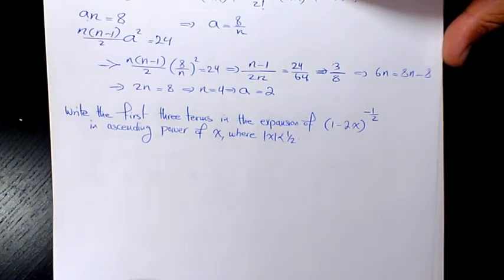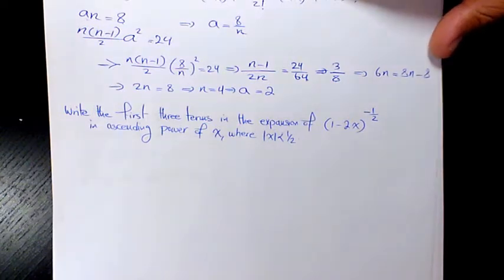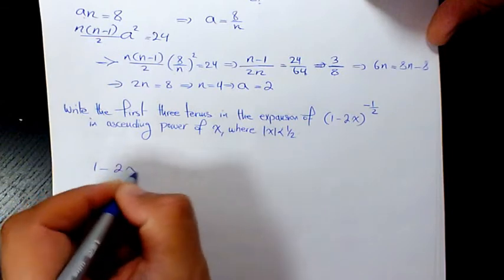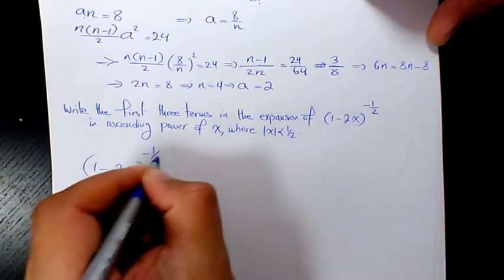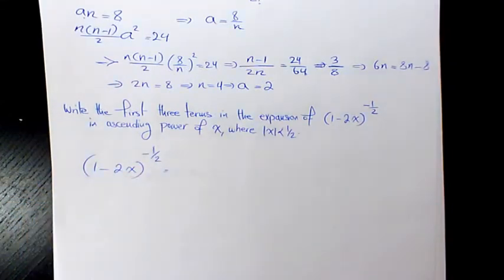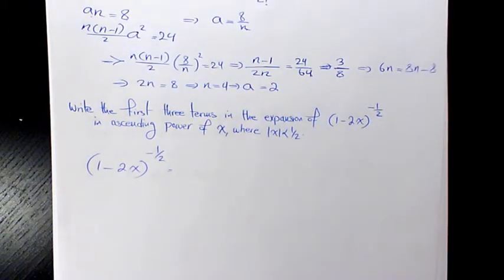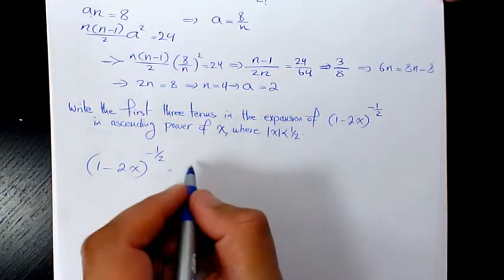Now next example. Write the first three terms in the expansion of (1 minus 2x) to the power of negative half in ascending powers of x, where the absolute value of x is less than half. So (1 minus 2x) to the power of negative 1 over 2. We need to write the first three terms. So based on the formula, I'm going to say that's going to be 1.